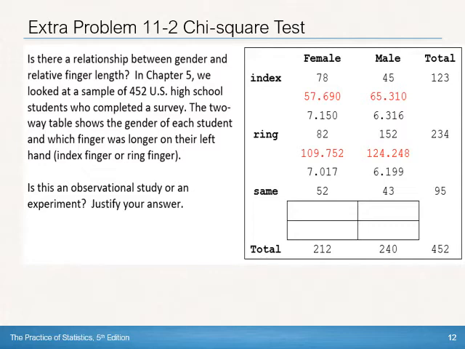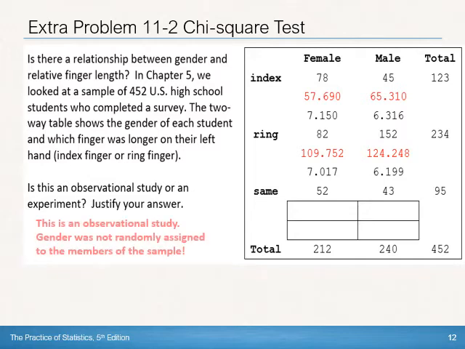All right, and so they're asking us if this is an observational study or an experiment. Clearly, we cannot assign a treatment here. The treatment would be what gender you are. So that's clearly going to be an observational study.